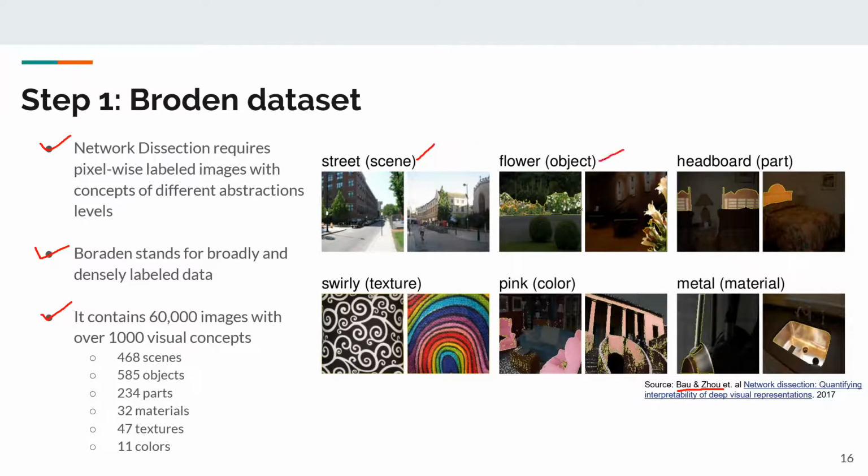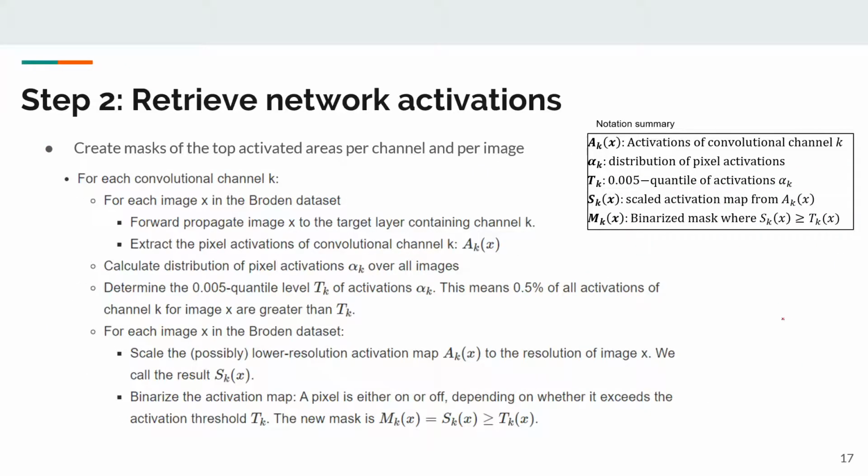The following figure shows sample images from the Broden dataset, in which we can see the group of pixels labeled with a visual concept. The second step is the creation of masks of the top activated areas per channel and per image. The algorithm is presented here.